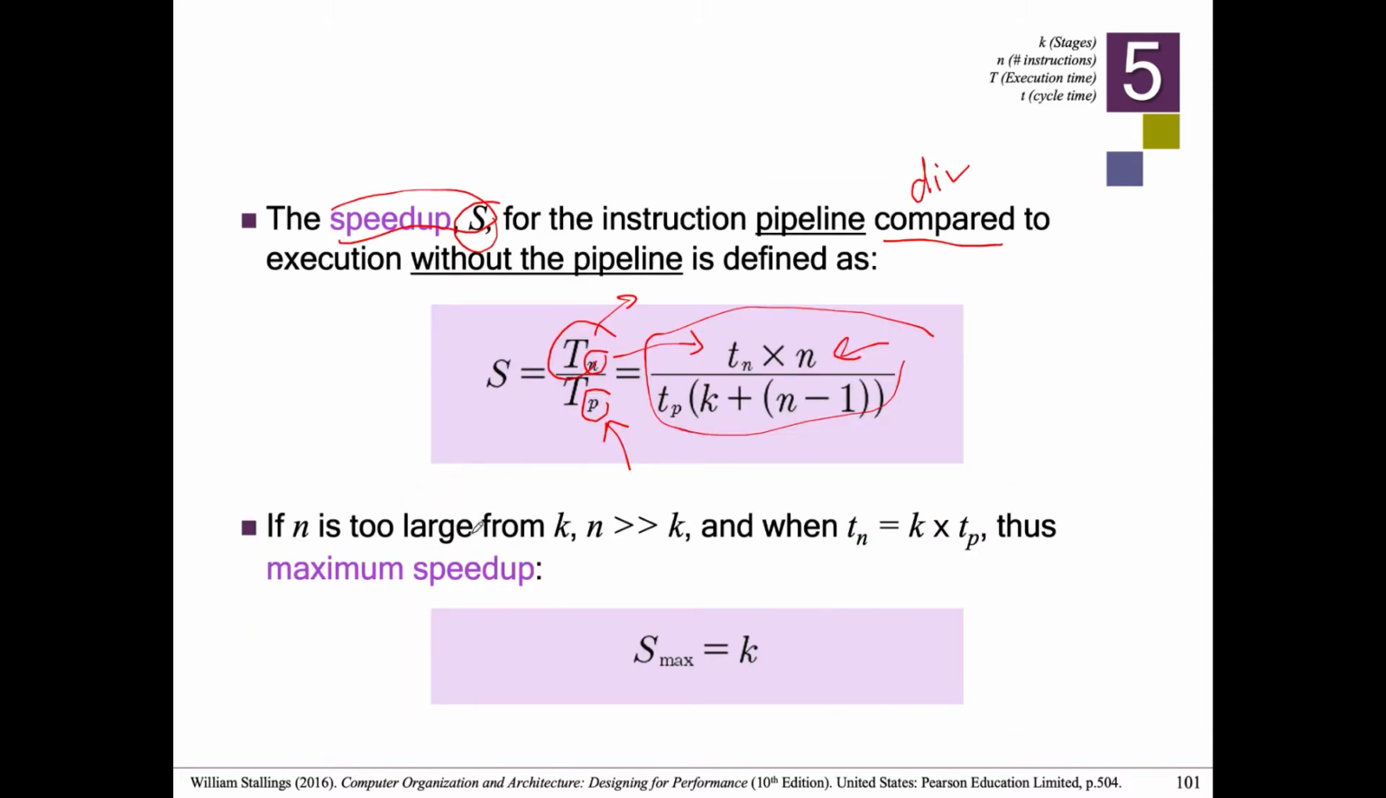If n is too large compared to k, and your tn is equal to k times tp, the maximum speedup, S max, is k. So this is about the instructions: what will happen if n is too large, and so on.